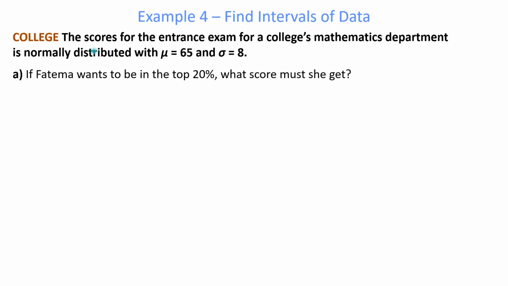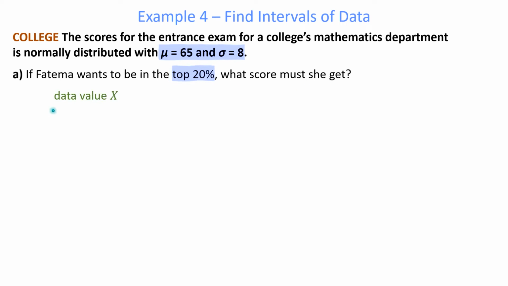Example 4. The scores for the entrance exam for a college's mathematics department is normally distributed with mean 65 and standard deviation 8. Part A. If Fatima wants to be in the top 20%, what score must she get?